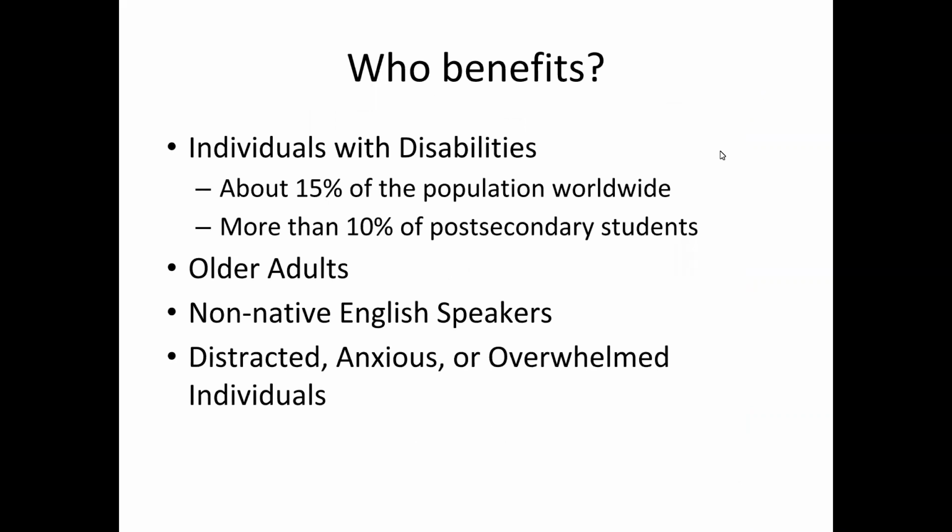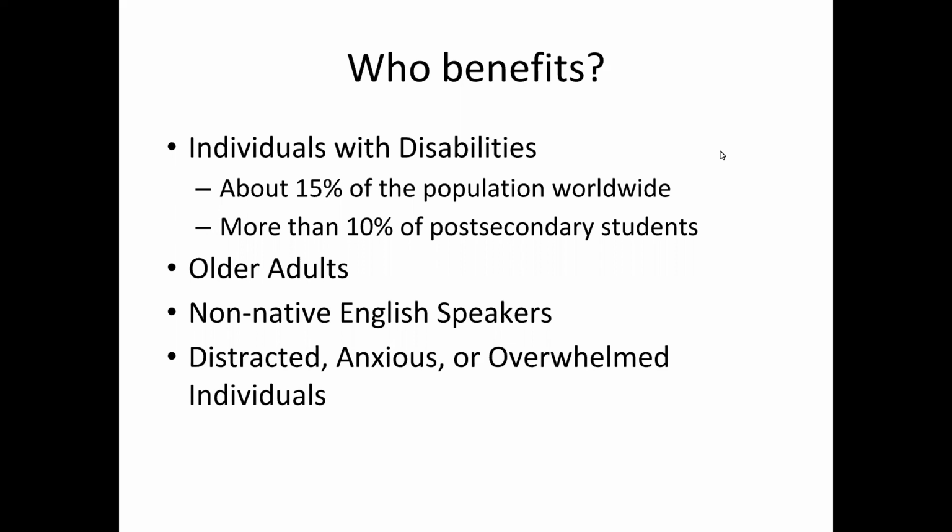So who benefits from this? Well, a big part of it is making something that's inclusive for people with disabilities. About 15% of the population worldwide has a disability, and more than 10% of post-secondary students do. But this is also beneficial to other groups. Older adults, who people often think of as having things like declining vision. Often the same things that you might do to help people with disabilities are also helpful for non-native English speakers.